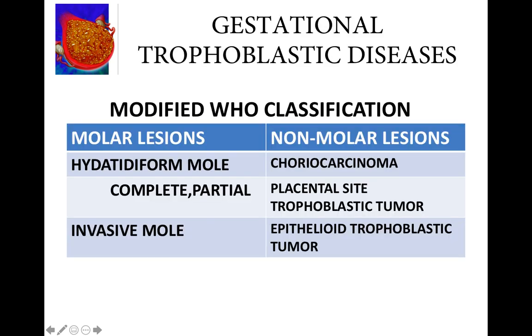The different histologic categories are enumerated in the modified WHO classification. Those belonging to the molar lesions are your hydatidiform mole, complete and partial, which is benign, and your malignant invasive mole. For the non-molar lesions, we have choriocarcinoma, placental site trophoblastic tumor, and epithelioid trophoblastic tumor, which are all malignant.